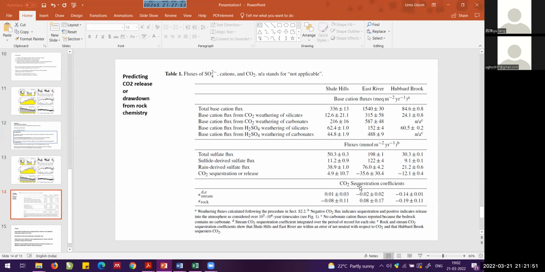At East River also the values are close to zero, whereas at Hubbard Brook they found a net negative value, which means that carbon dioxide sequestration is occurring at the Hubbard Brook area, whereas in these two cases the net value is zero. This is predicted from both the stream composition as well as the rock composition.